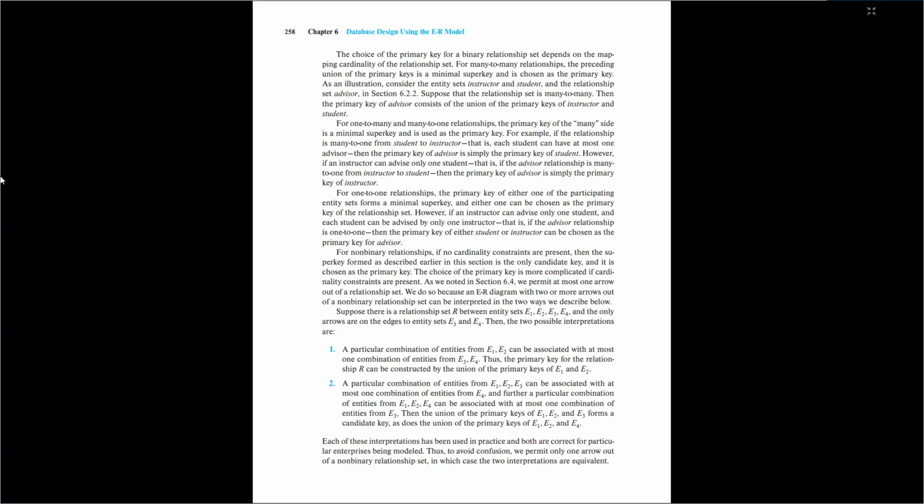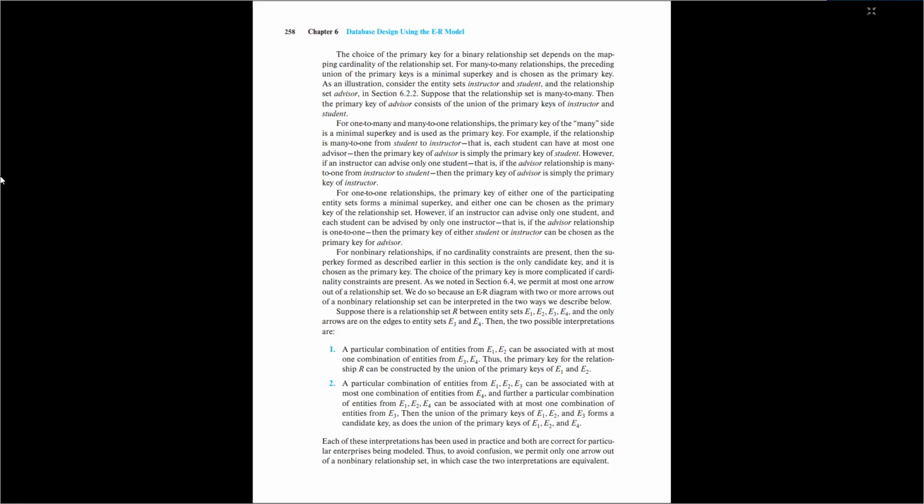For one-to-many and many-to-one relationships, the primary key of the many side is a minimal superkey and is used as the primary key. For example, if the relationship is many-to-one from student to instructor, that is, each student can have at most one advisor, then the primary key of advisor is simply the primary key of student. However, if an instructor can advise only one student, that is, if the advisor relationship is many-to-one from instructor to student, then the primary key of advisor is simply the primary key of instructor.